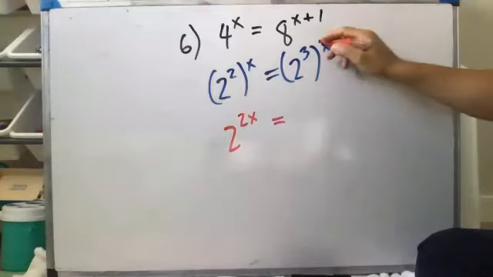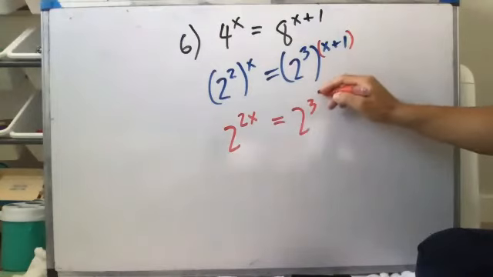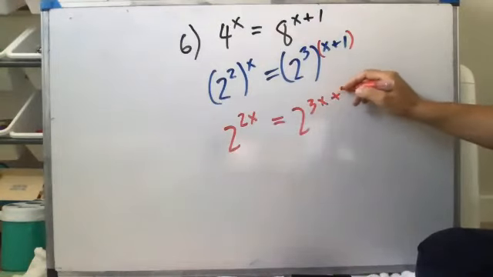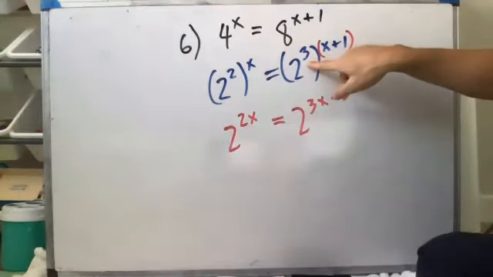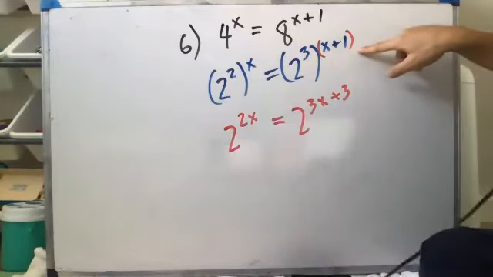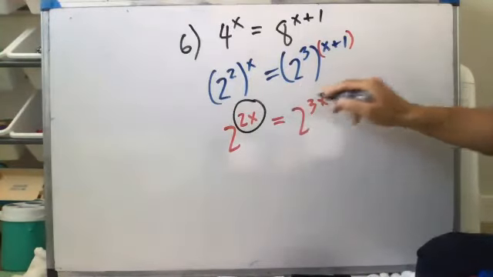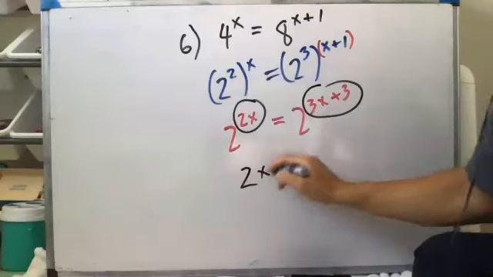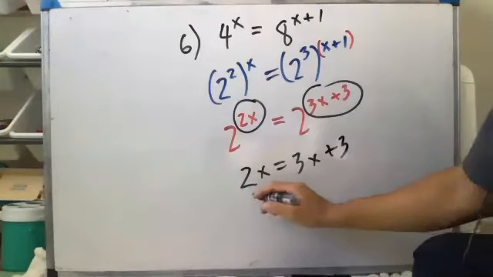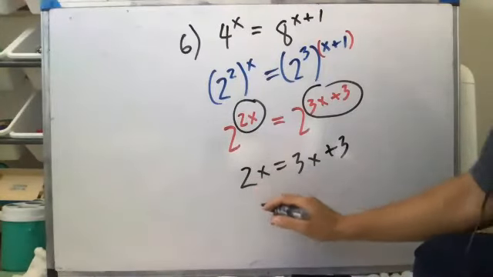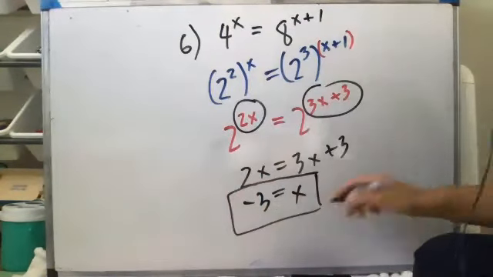And same thing here. I can think of multiplying this 3 times the x plus 1. That's 2 to the 3 times x plus 1, or 3x plus 3. Now you just multiply this power times whatever power you're taking it to. Right, so now that I have that, I have the same base, 2 and 2. So I can just look at the exponents, set them equal, and then solve. So it's going to be 2x equal to 3x plus 3. Let's subtract 2x from both sides, subtract 3 from both sides. So negative 3 is going to equal x. And that's it. That's the answer. x is negative 3.